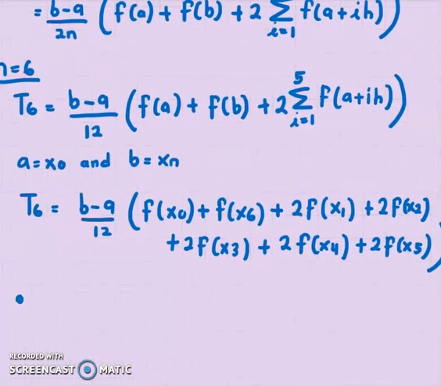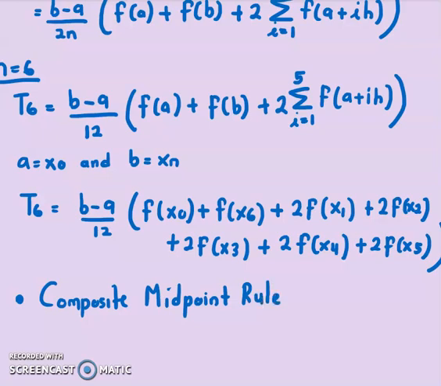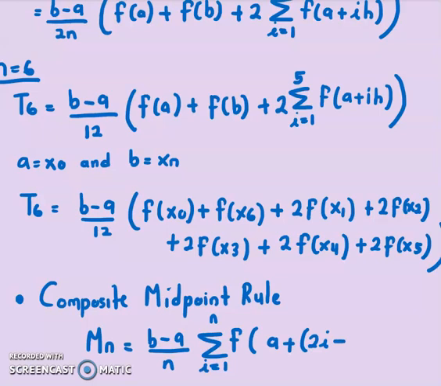Now I can go faster, so you get the idea. The composite midpoint rule can also be obtained if you divide into n subintervals, given as Mn equals b minus a over n times the summation i equals 1 to n of f(a plus (2i minus 1) h over 2). So this is the composite midpoint rule.